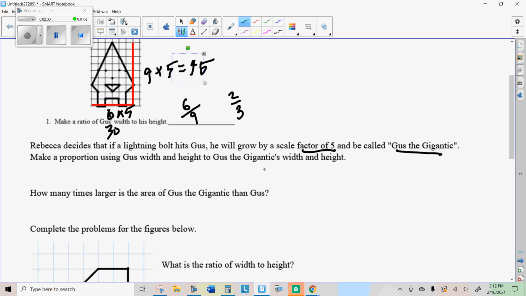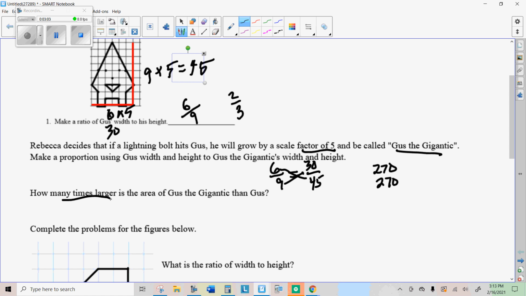Okay, and this should be a proportional figure, so we should be able to write these ratios as being equal to each other. So my original 6/9 should be equal to 30 over 45, with the width on top and the height on the bottom. Now to check that that's true, you would try cross multiplying. So 30 times 9 is 270, and 6 times 45 should also be 270, and I think it is.